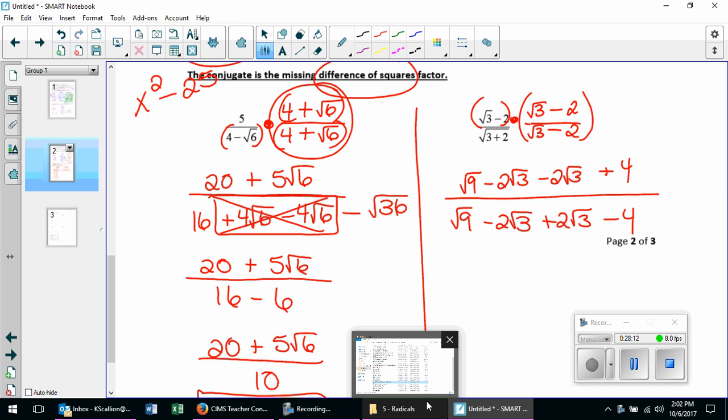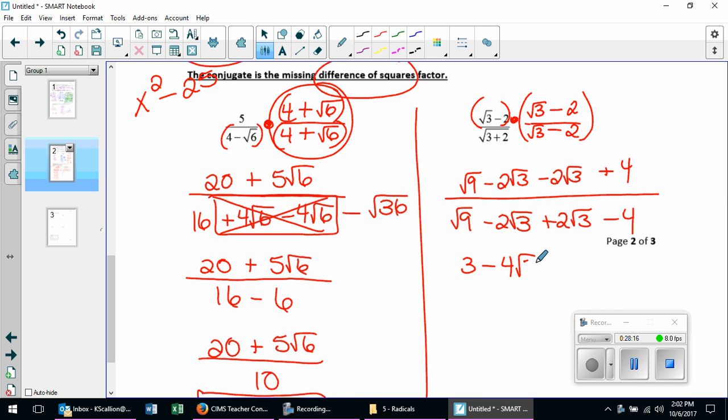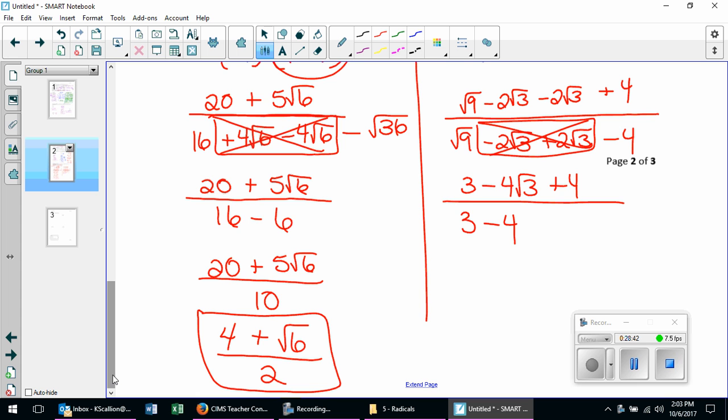So I'm going to simplify this. I'm going to have 3 minus 4 root 3 plus 4 all over 3. What happens to these two? They cancel each other out. If they don't cancel each other out, you have done something wrong. These two terms, all in the denominator, should always cancel out. If they don't, start going back and checking your math.